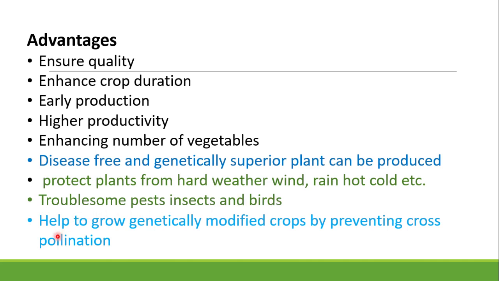And the most important, the last point, is that a greenhouse helps to grow genetically modified crops by preventing cross-pollination. Inside the greenhouse, self-pollination will be there, no cross-pollination, so the farmer can grow the desired type of plants.